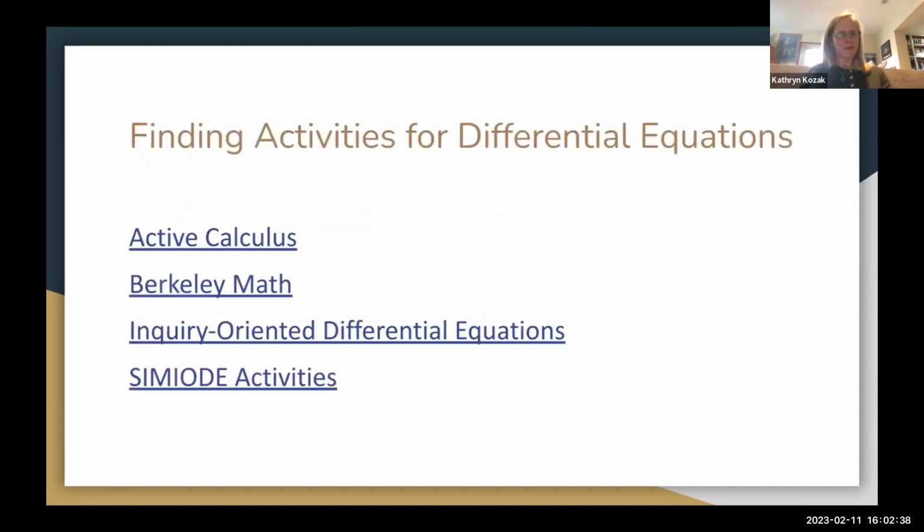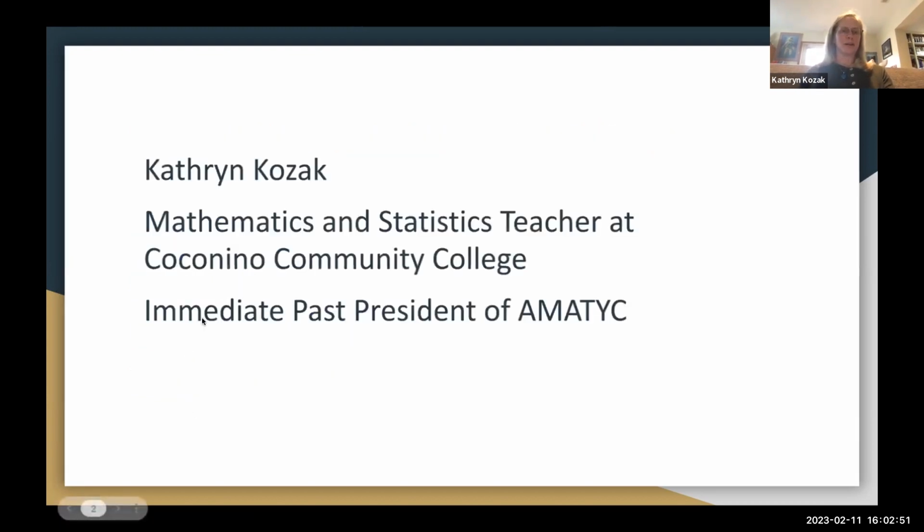So what I want to talk about is how do I find these different activities? I've been teaching differential equations for a few years now, and I found different sites for finding some of them. And I wanted to show you where some of these sites are.